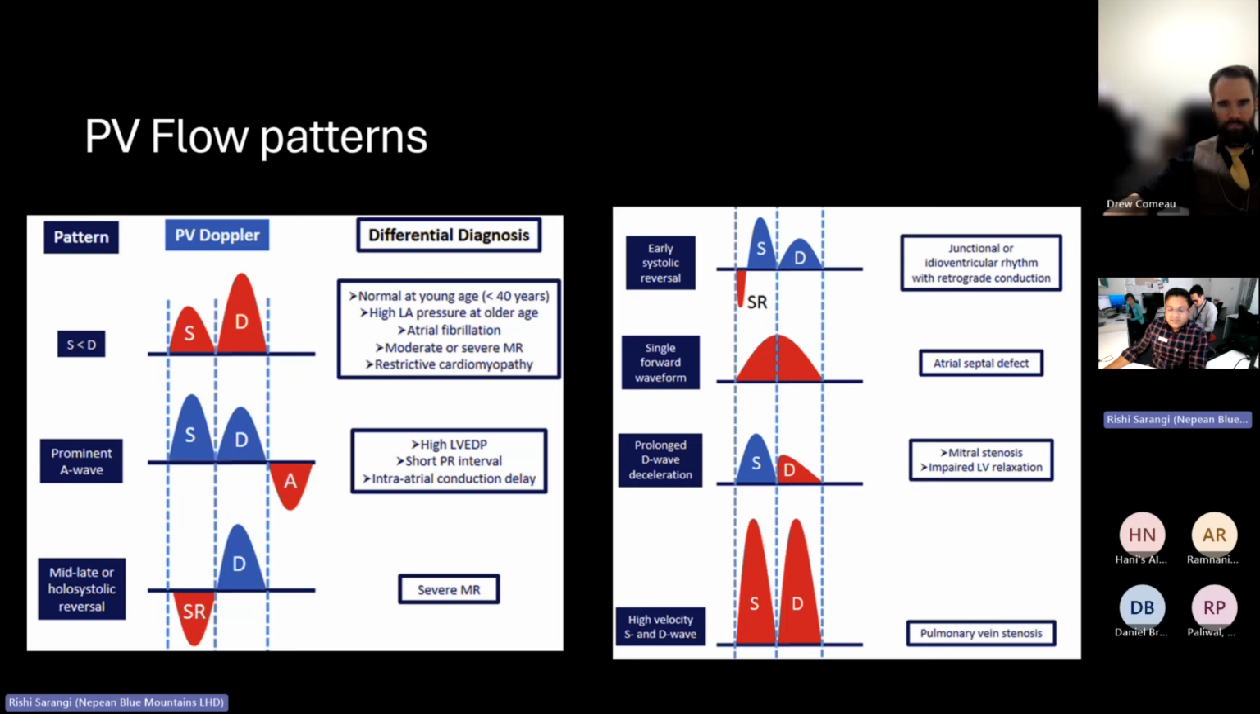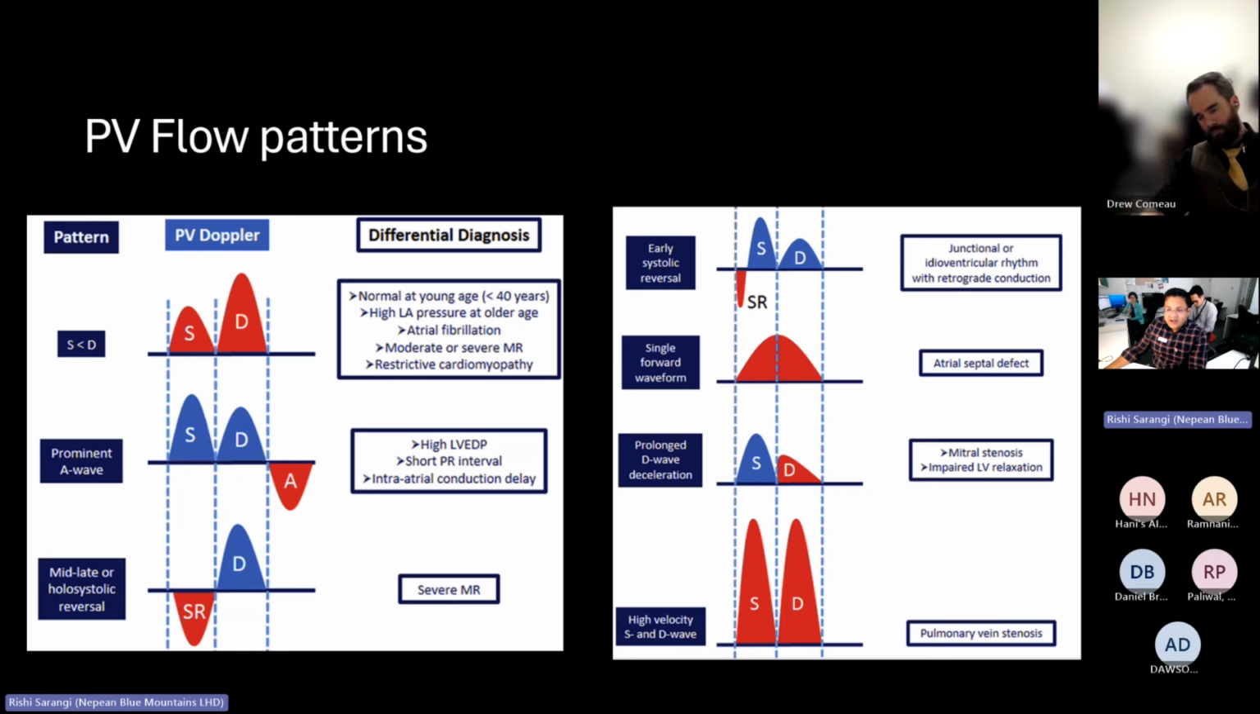Prolonged D wave is something very characteristic of mitral stenosis. This is where you will get a very prolonged deceleration time, and the slope is very prolonged. The high velocities in S and D waves are interesting to note, and this is where you get very high velocities of close to 1 to 2 meters per second.